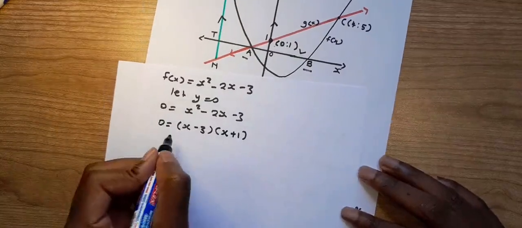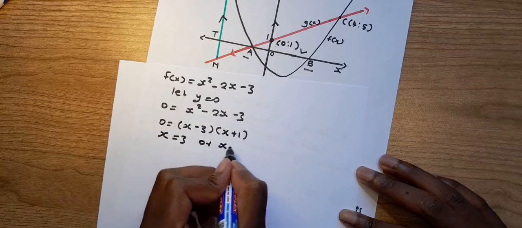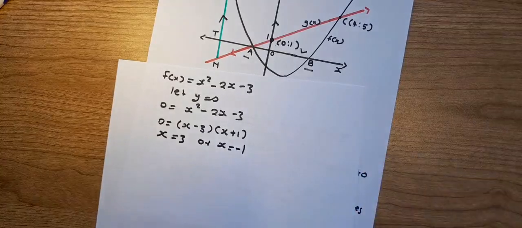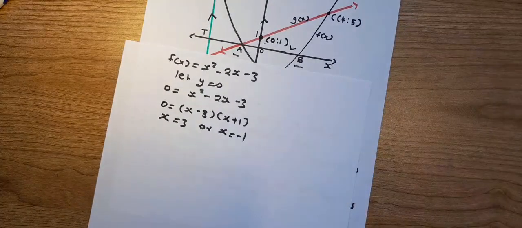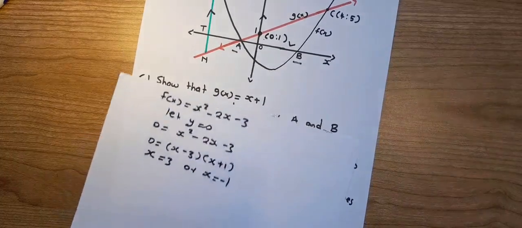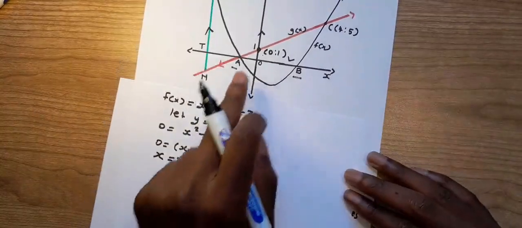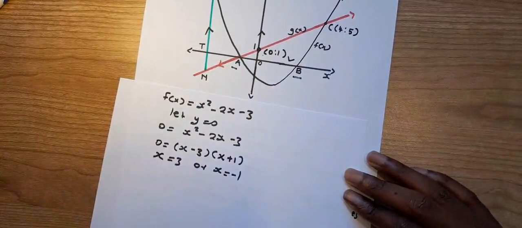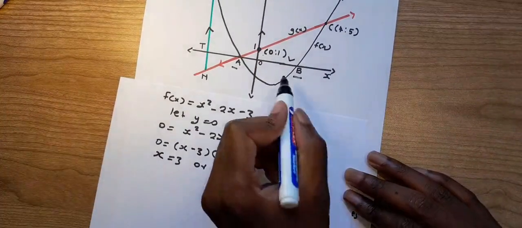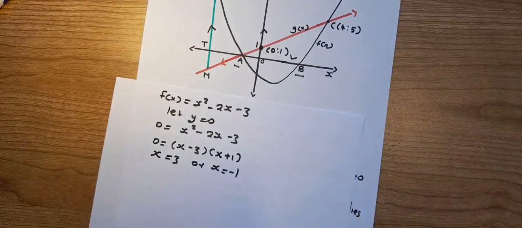Okay, let's actually now solve this. You find that x equals 3 or x equals -1. A lot of people actually leave their answers at this point. You don't leave your answer at this point because you did not answer the question. The question said you need to determine the coordinates of A and B. So which one do you think is A? Obviously A will be the negative one because it is on the negative axis of the Cartesian plane, and then B is going to be the positive 3 because it is on the positive axis of the Cartesian plane.